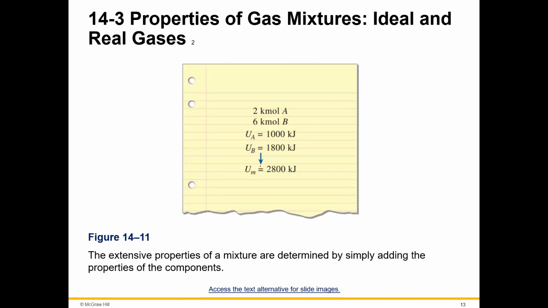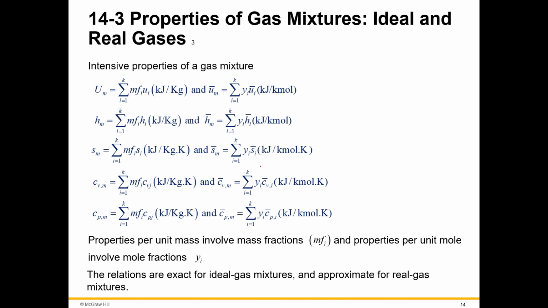Extensive properties of a mixture are determined by simply adding the properties of the components. We talked about that, so you just add them together. Intensive properties of a gas mixture are all on a mass basis. Properties per unit mass involve the mass fraction, mf_i, and properties per unit mole involve the mole fractions, y_i. The relations are exact for ideal gas mixtures, and approximate for real gas mixtures. So we talked about that.